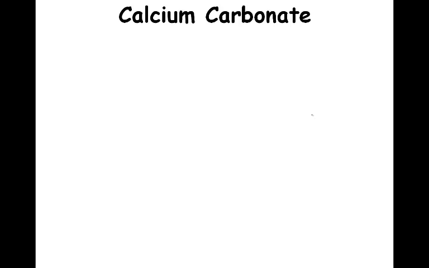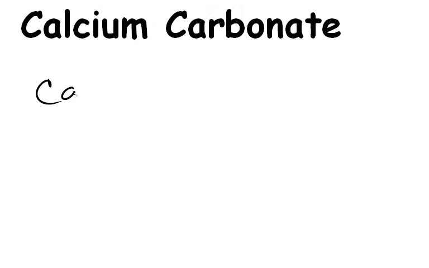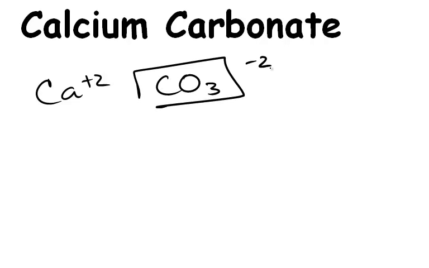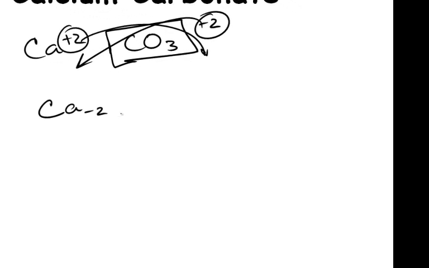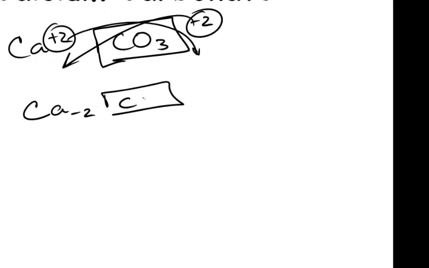Calcium carbonate. Calcium is a positive 2 ion. Carbonate on the back of our periodic table is CO3 with a negative 2. I'm going to protect my polyatomic ion in a box to remember that I'm not allowed to change any of the subscripts in there. Step number 2 is to crisscross the signs. So positive 2, negative 2. So Ca negative 2, CO3 positive 2.